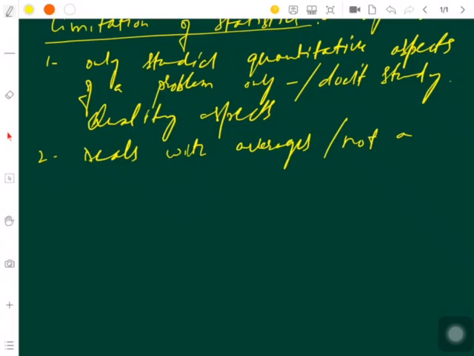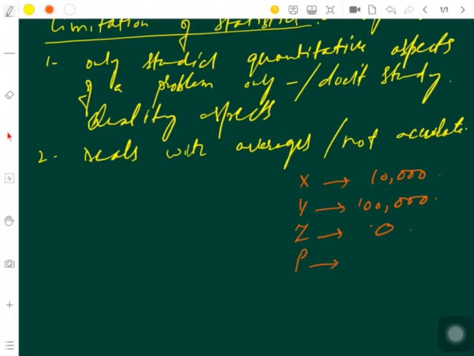I'll make you understand this with an example. Say there are 4 people living in a nation. This is just a supposition. Person X, person Y, person Z and person P. X is earning 10,000 rupees. Y is earning 100,000 rupees. Z is unemployed. He is earning nada, 0. And Mr. P is earning just 5,000 rupees a month. This is the monthly income.